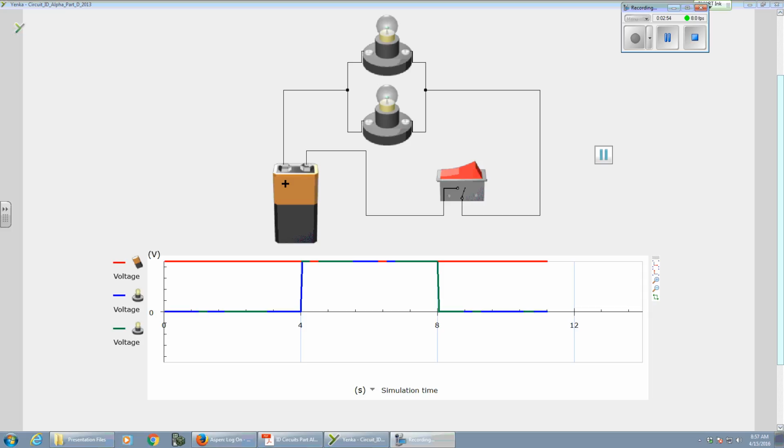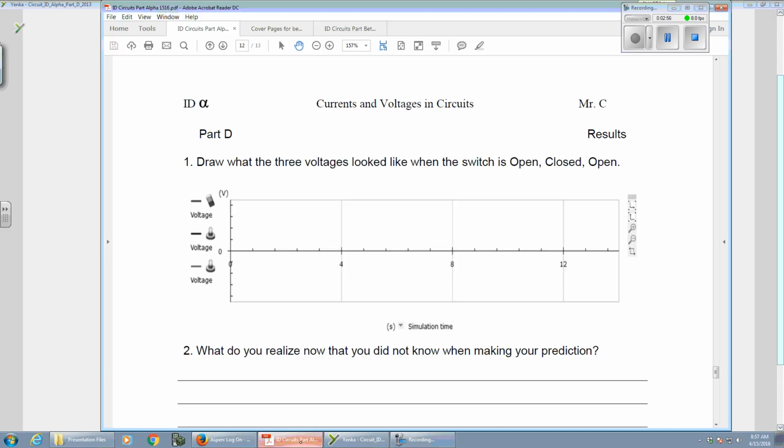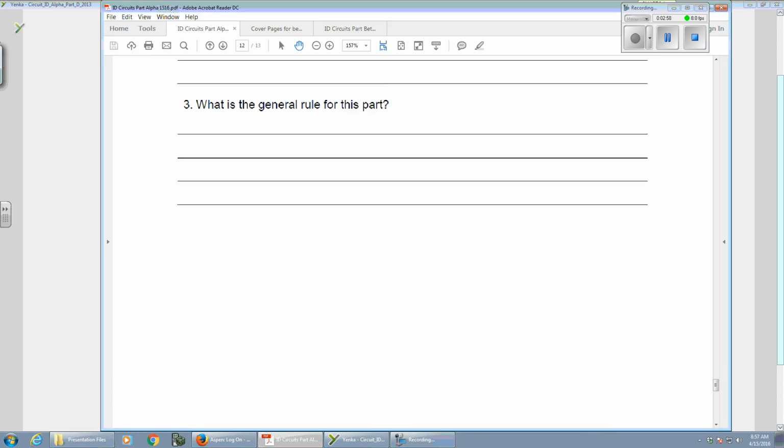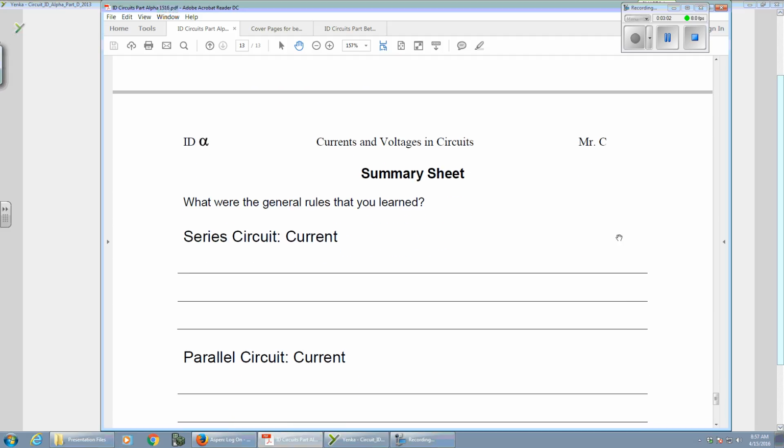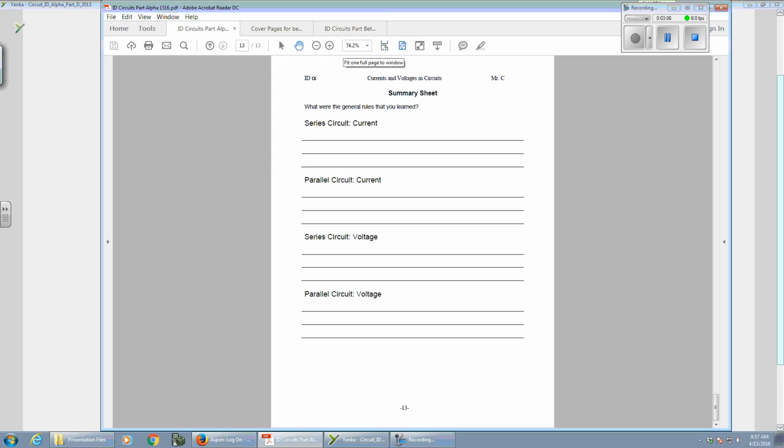Here on the bottom of page 12. All right, then you'll want to flip to page 13. And on page 13, I would strongly suggest you take a minute and put your 4 rules, your 2 for current and your 2 for voltage in the 2 different types of circuit. This becomes a great reference as we move forward. All right, so take a minute and write them down there.